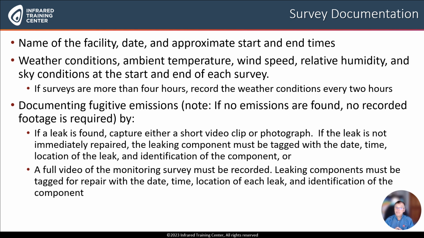And if surveys are more than 4 hours, record the weather conditions every 2 hours, which can be, hey, it's nice and sunny and calm and 72 degrees, or you can gather data from a handheld portable weather instrument. It's up to you. And now documenting the fugitive emissions. If no emissions are found, no footage is required.